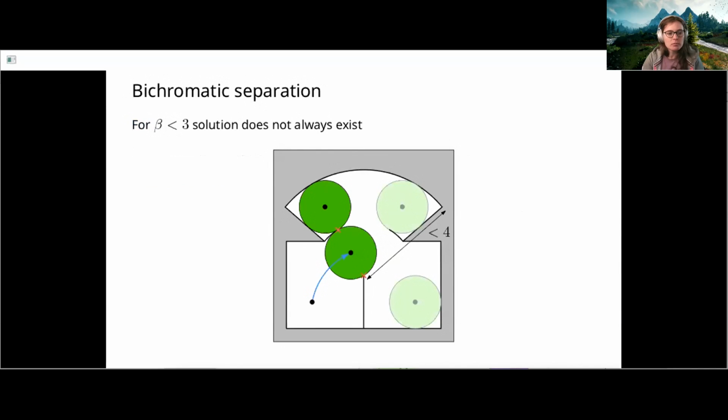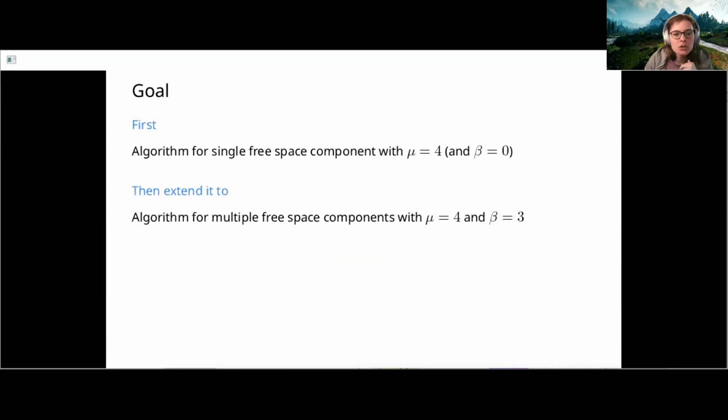Okay, so we cannot always do better than monochromatic separation 4 or bichromatic separation of 3. So that's going to be our goal for today, to develop an algorithm for finding a schedule for these two values, 4 and 3.